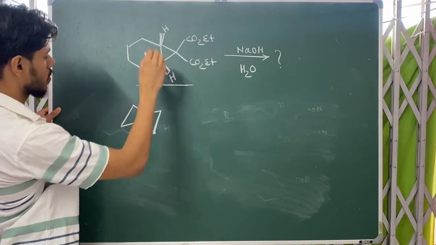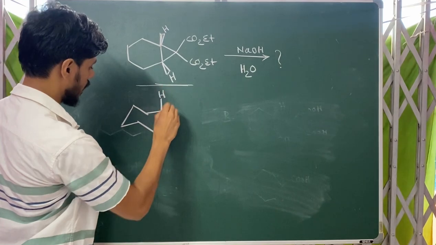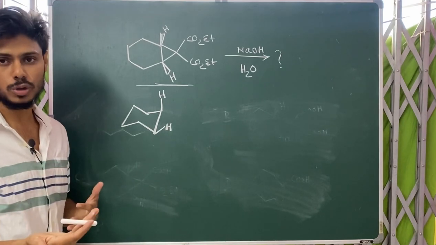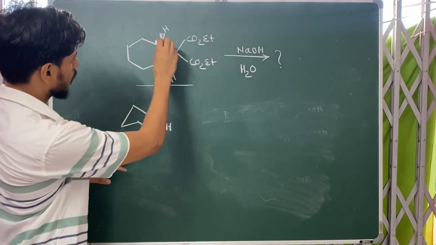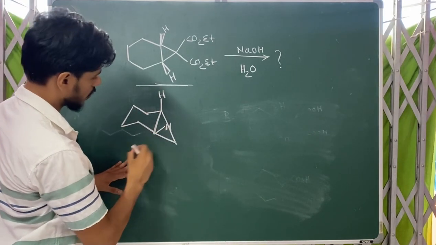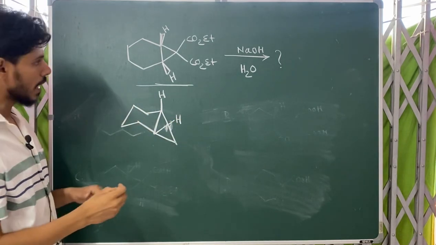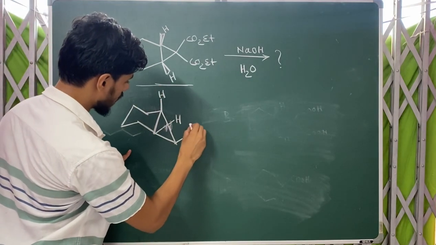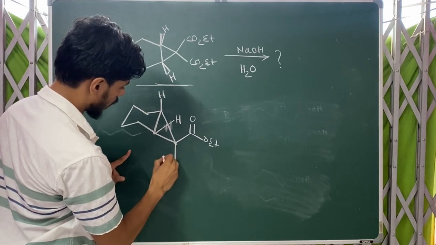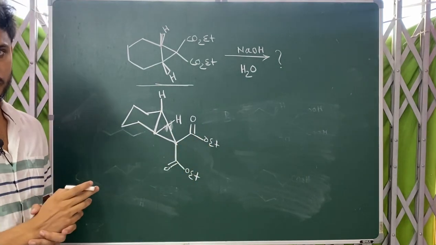Now you can see these two hydrogens are facing above the plane, so I am making them above the plane. One is axial, another is equatorial. That's how you can make both of them above the plane. Now there is a 3-membered ring, so I can draw it like this. I can extend this hydrogen like this. So this is now a 3-membered ring, and on this 3-membered ring you have one ester group over here and another ester group over here. So these are the two ester groups.